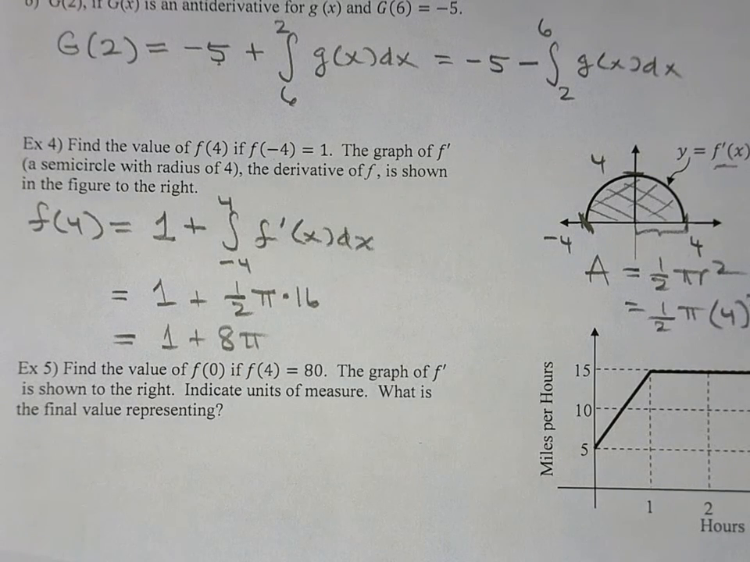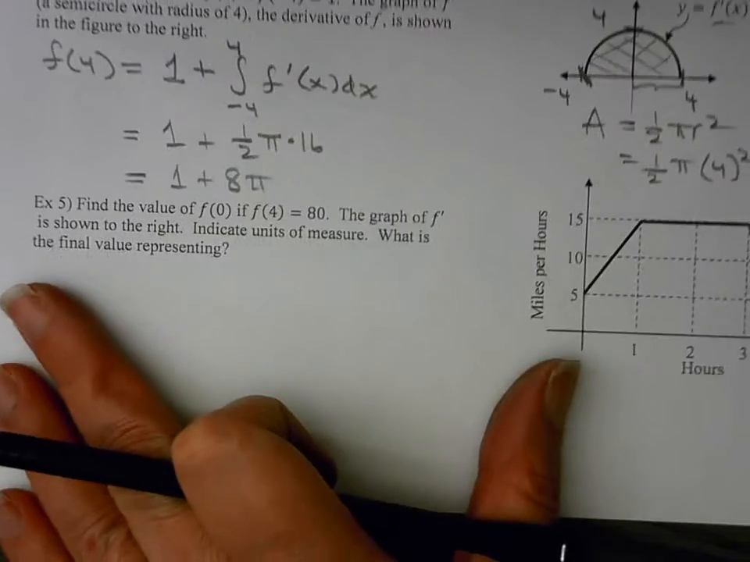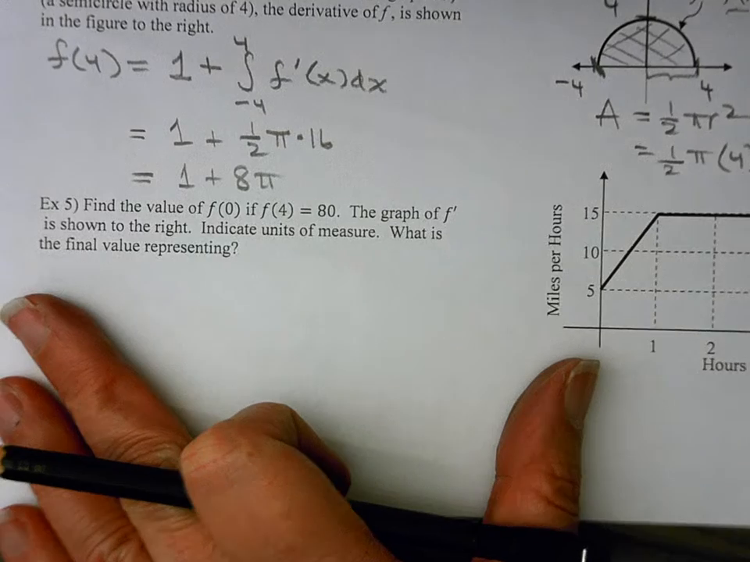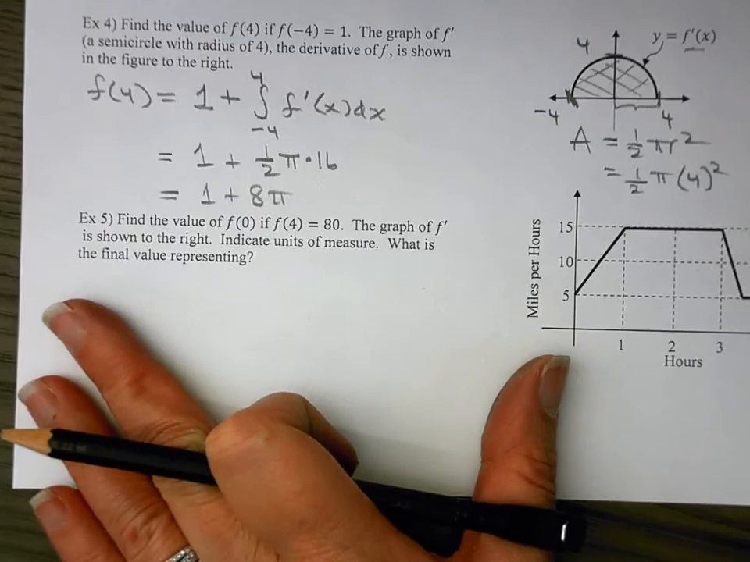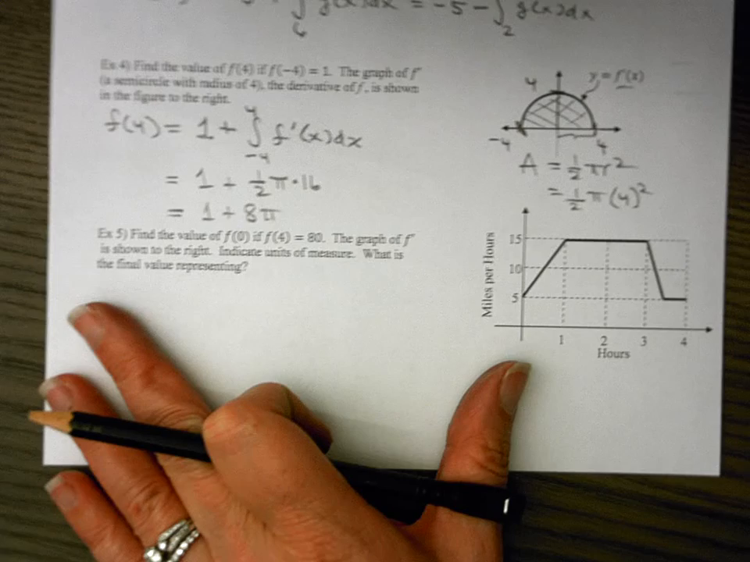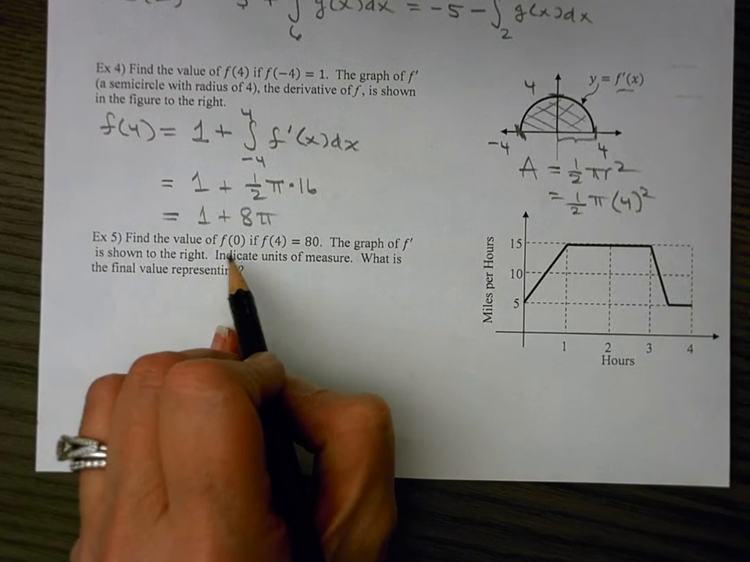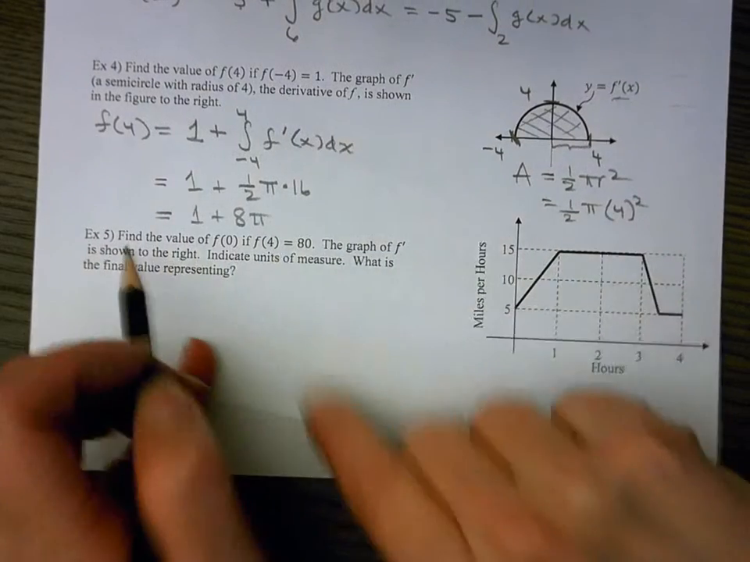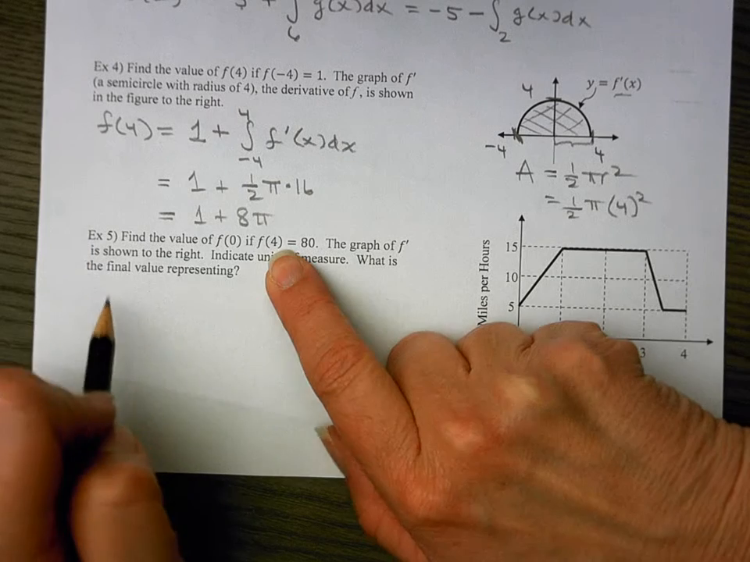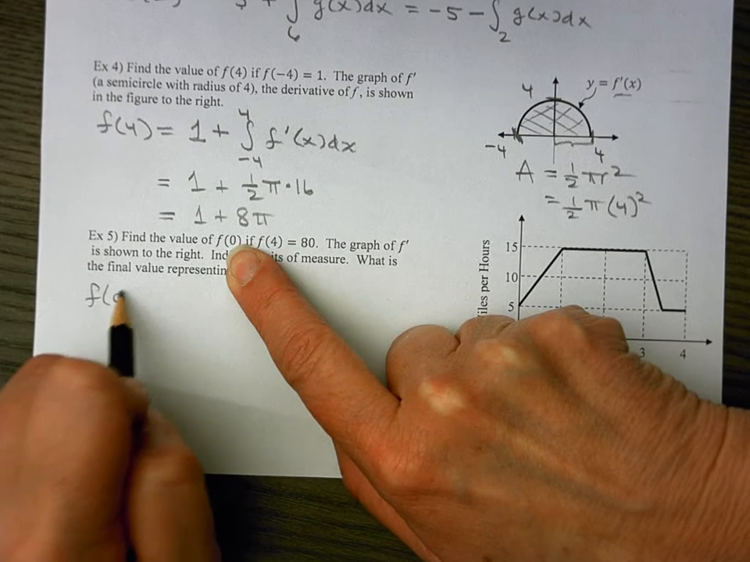Okay? All right, last one here. So for example 5, you might want to press pause and give it a whirl, right? So it's just like example 4. They're asking you for the value of f of 0 if f of 4 is equal to 80, right? So we want to find f of 0.